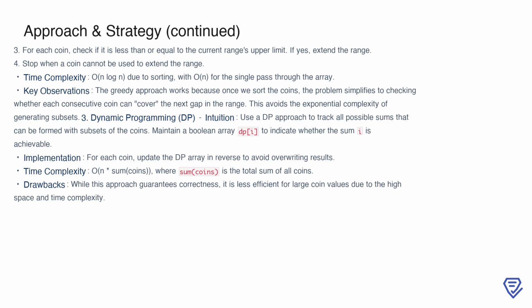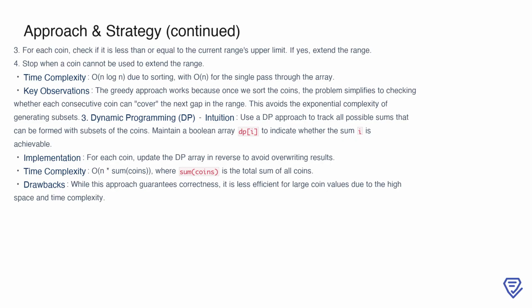The optimized greedy approach works as follows. After sorting the array, we begin with an empty range, represented as 1, 1. For each coin in the sorted array, we check if it can be used to extend the range. This is possible if the coin value is less than or equal to the upper limit of the current range. If so, the range is updated to include the new coin, effectively extending the sequence of consecutive integers. If a coin exceeds the range's upper limit, it means we can no longer form all integers consecutively starting from 1, and the process stops. The time complexity of this approach is O(n log n), due to the sorting step, followed by a single pass through the array, which takes O(n).